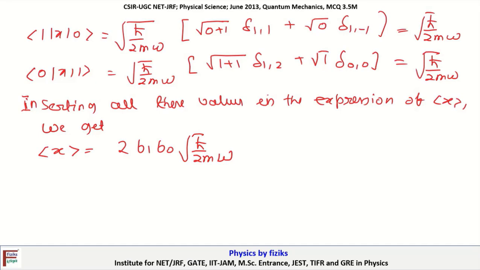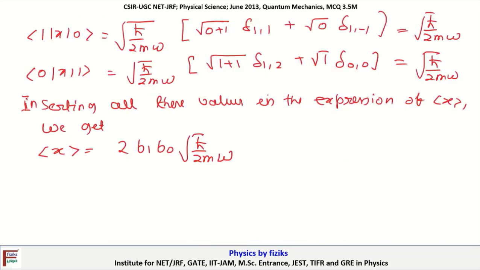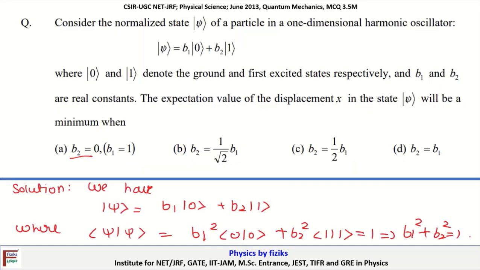Now from the options, this value will become minimum when B2 is equal to 0 and B1 is equal to 1. So the minimum value will be 0 if either B1 or B2 is equal to 0, and that can only happen if this is a possible combination. From the options, we can check option A, where B2 is 0 and B1 is equal to 1. So this is our correct answer for the given problem.